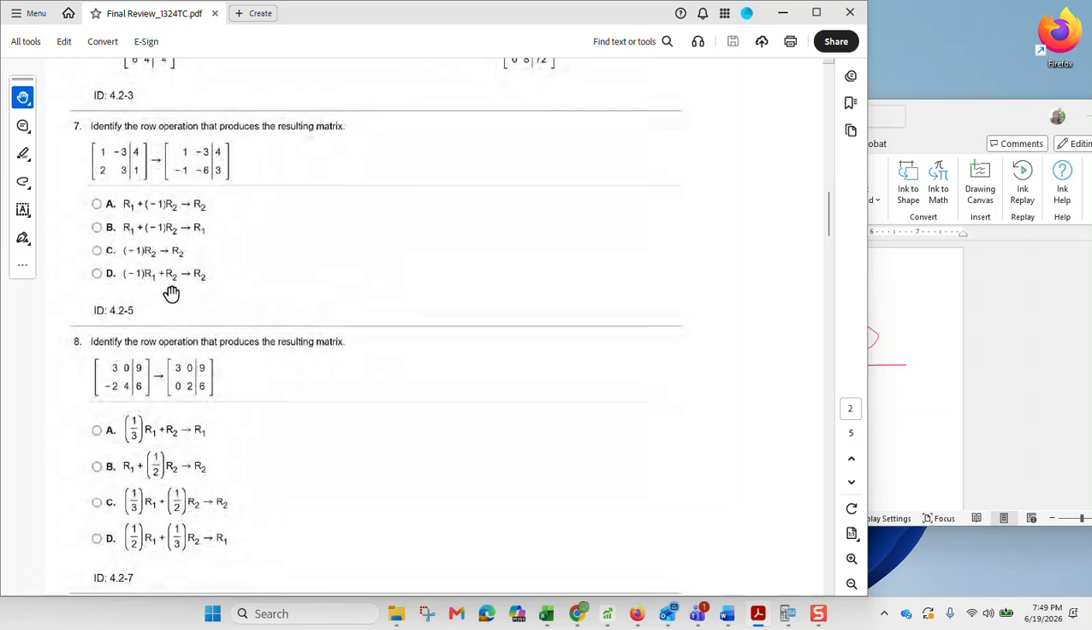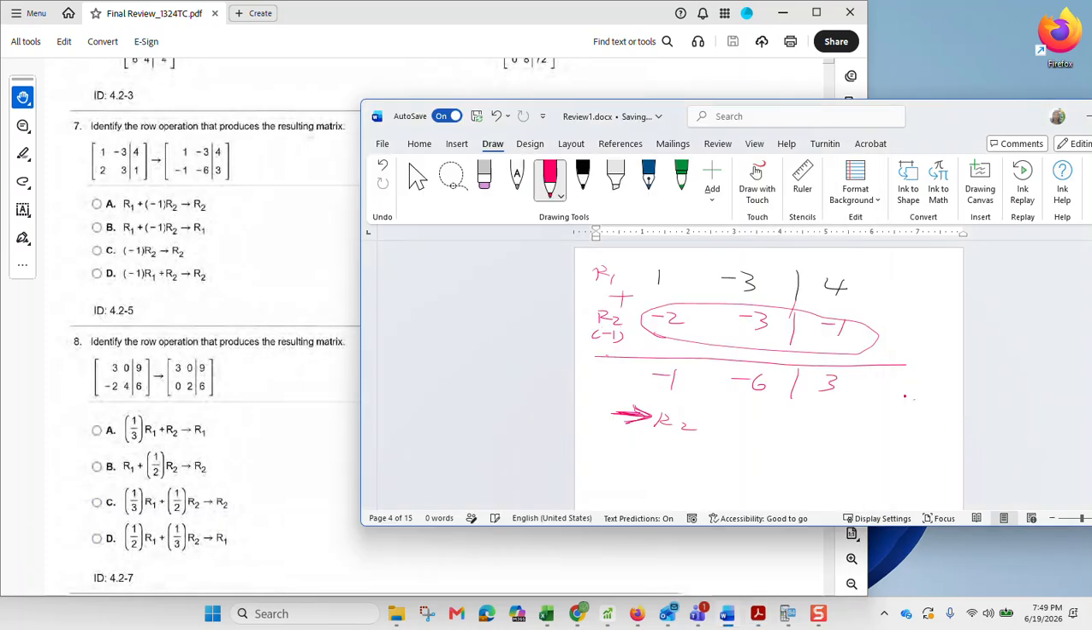Okay, D here. Is D correct? Well, D is using row 1 multiply -1 plus row 2 replace row 2. We do not know if D is correct or not, but we can check D. Row 1 multiply -1, so this will be 1 times -1. So it will be -1, 3, -4, right? Everything will be opposite, and then plus row 2. Where's my row 2? Row 2 is 2, 3, and 1. And then you add them together.